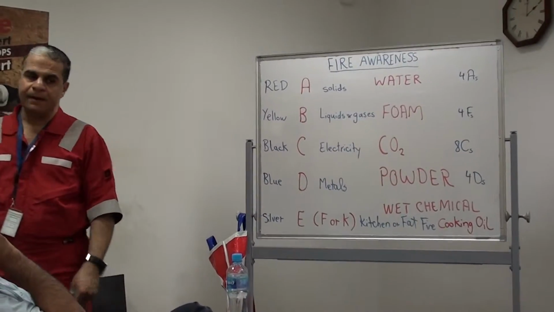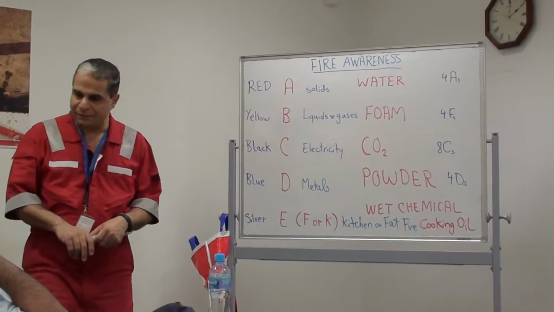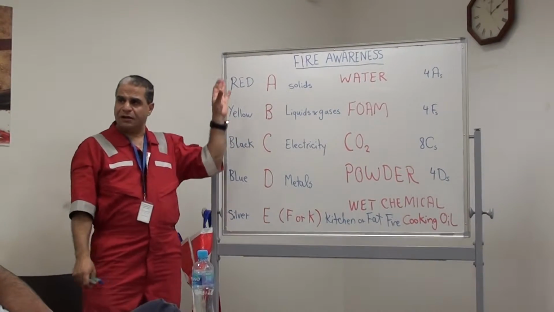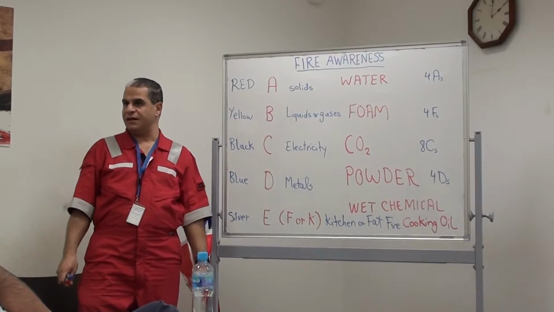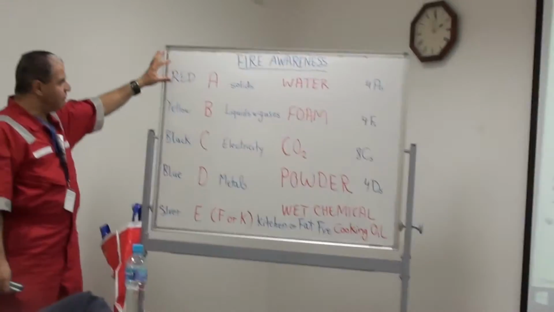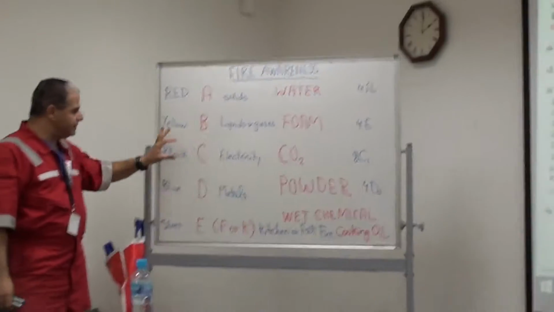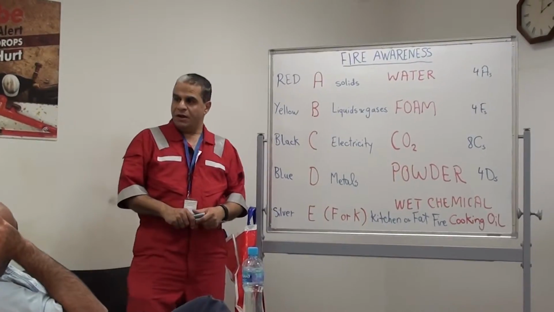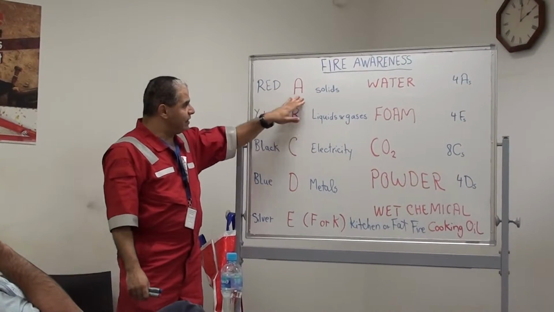Okay? We need to meditate a bit about the colors. We are giving color code for the fire classes. Class A, red. Class B, yellow. Class C, black. Class D, blue. Class E, silver. Why are we labeling Class A red?